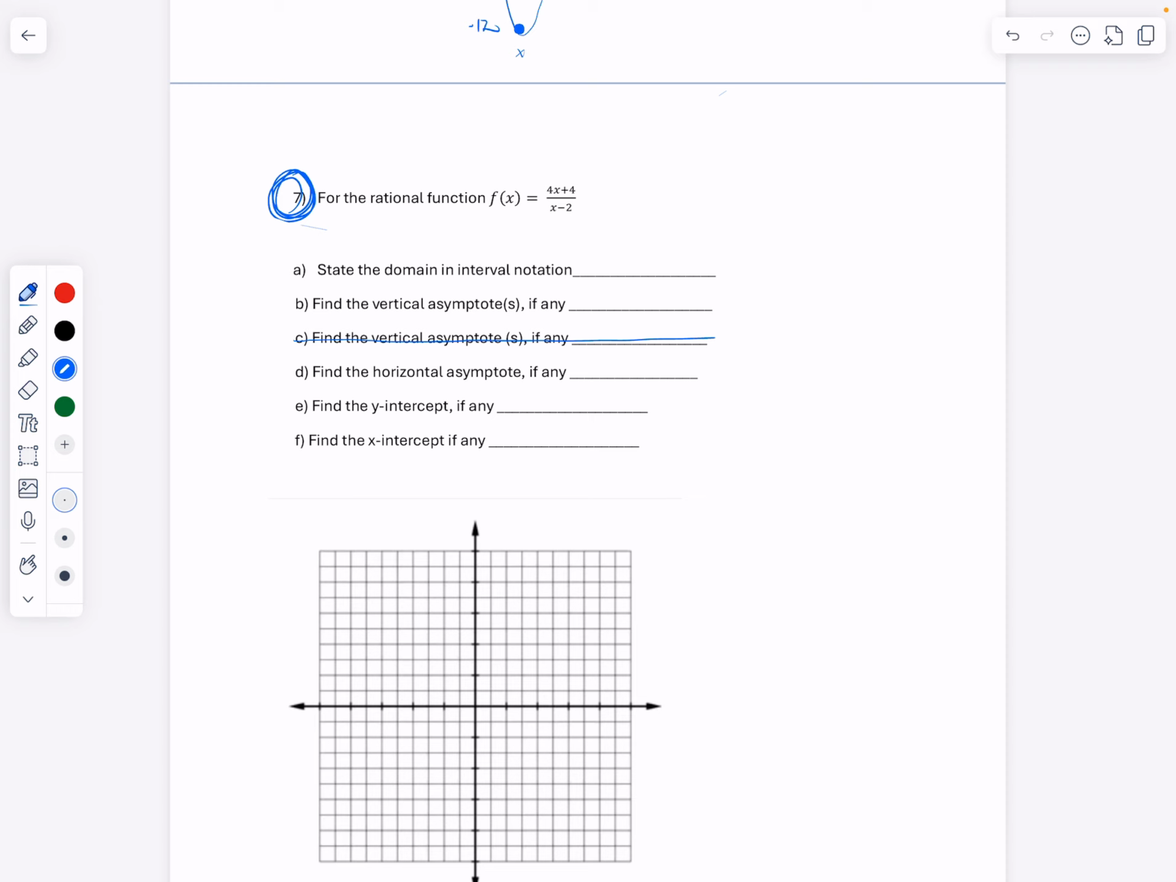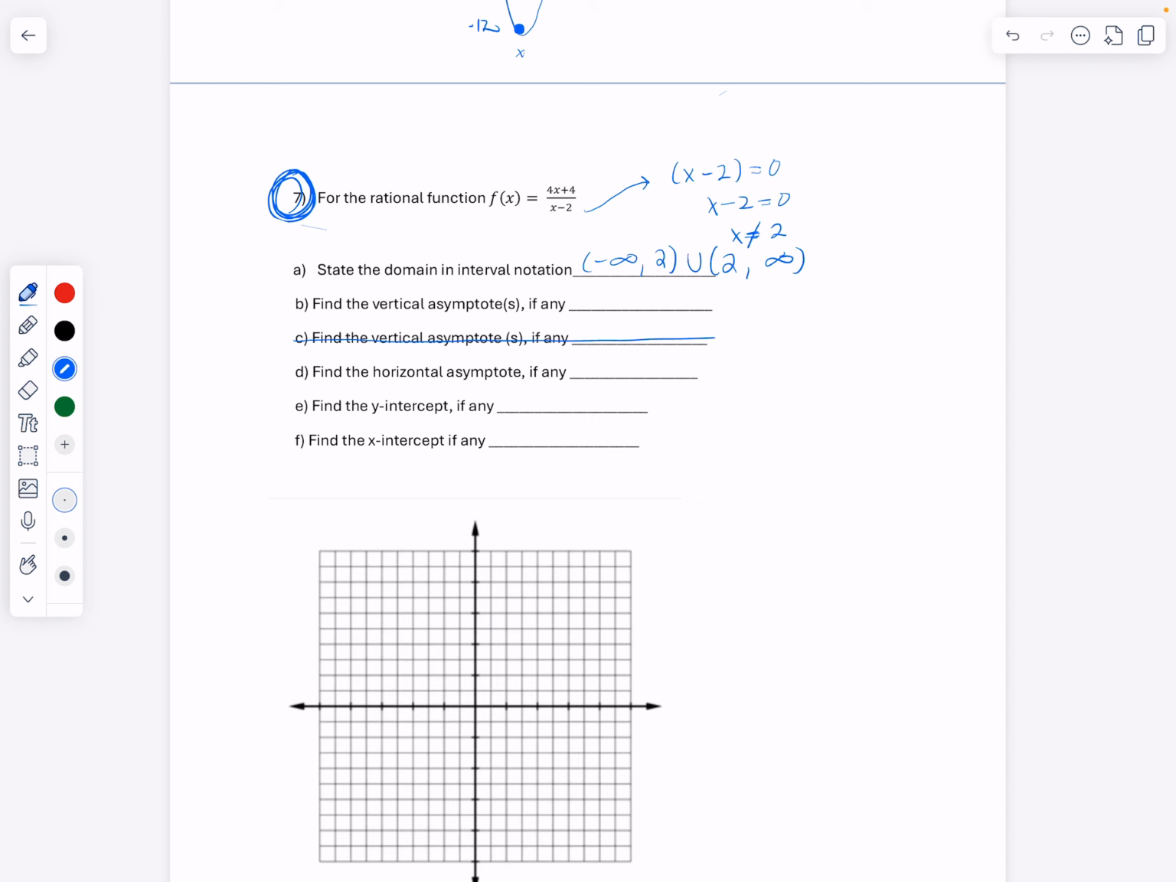All right, so to find the domain, we have to first figure out what can't be in the domain. So we set the denominator equal to 0 and solve. So this value cannot be in the domain. So if I want to do the domain in interval notation, I'm going to go negative infinity up to 2, union 2 to positive infinity. That's interval notation.